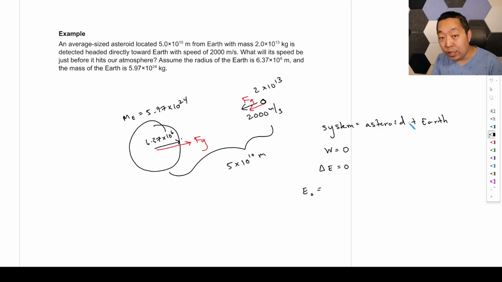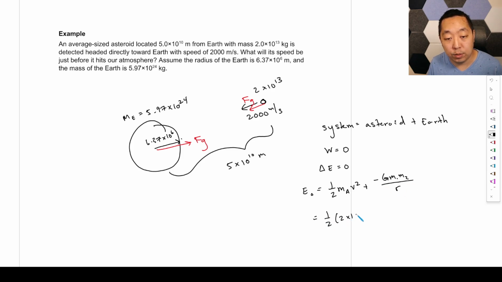And because we've included the Earth, or we've included both objects, we're going to talk about the kinetic energy of the asteroid, which is 1/2, we'll call it mass of the asteroid, v squared. It has some kinetic energy, plus it has some gravitational potential energy here, which is going to be negative G m1 m2 over r. So let's plug in some numbers here. This is going to be 1/2, 2 times 10 to the 13. V squared is going to be 2,000. Then minus 6.67 times 10 to the 11.